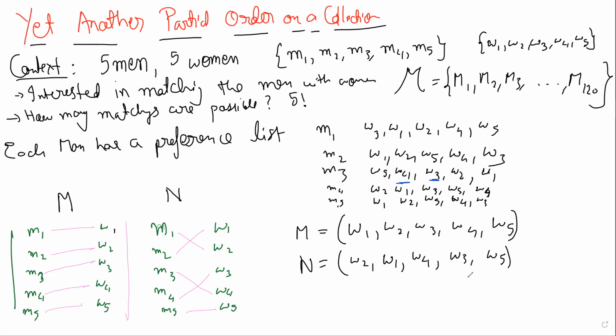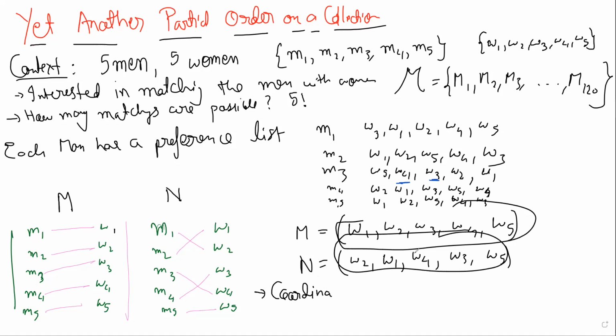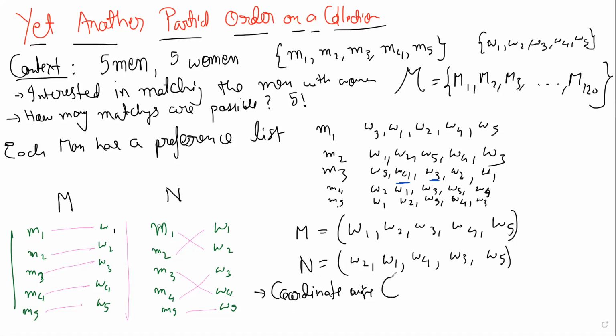So you see, if you have these two lists, what is the obvious way to compare them? We want to do coordinatewise comparison. So the idea is to do coordinatewise comparison. Every coordinate in this should be bigger than every coordinate in this, something like that.